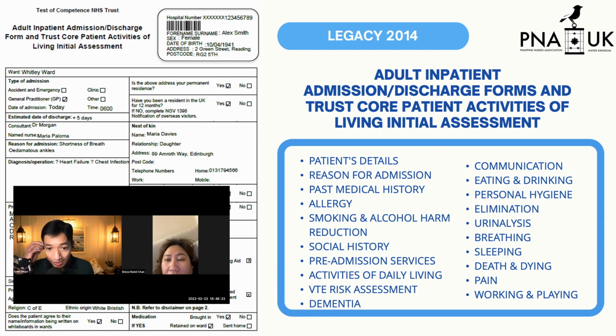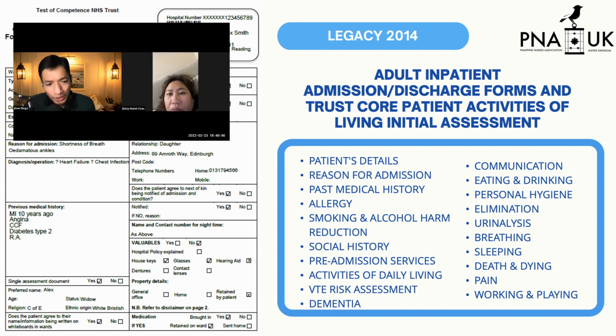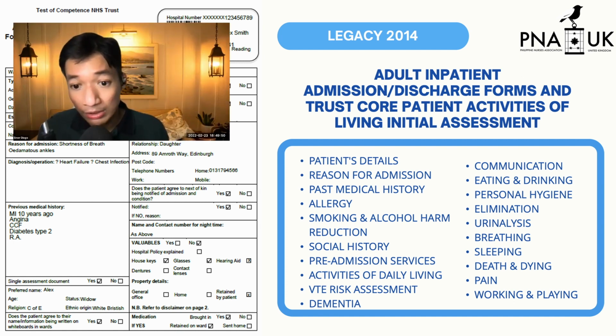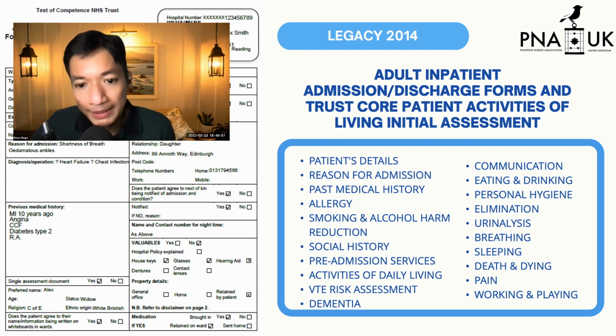And social history, this section talks about carers, package of care. It talks about pre-existing services for the patient. Let's say the patient has a community physiotherapist. Next is activities of daily living. So this one is self-explanatory. If the patient could do their laundry on their own, if they could cook, if they could prepare their own food, that information will be written in this particular section of the document.